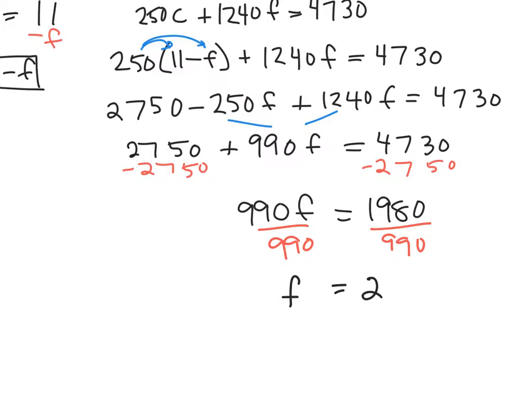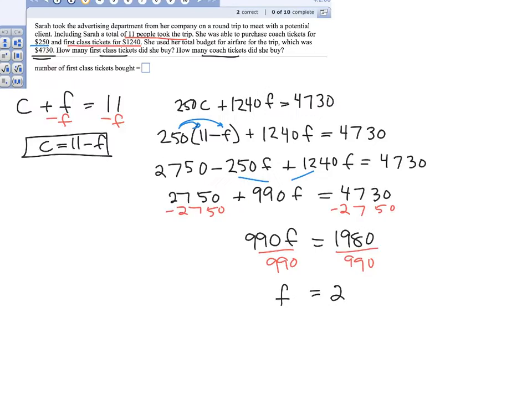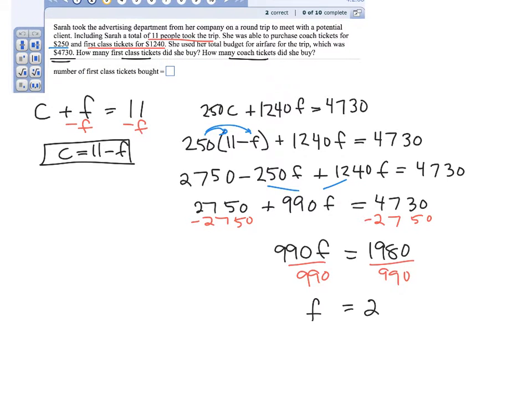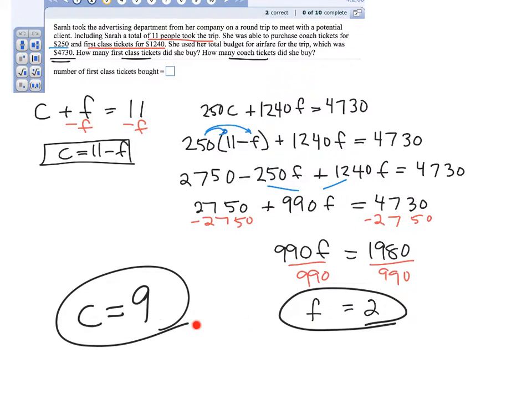So what did the F stand for? French fries? No, F stands for first class. And that 2 people are going to be sitting first class. And we remember that there were 11 people total. So how many people are going to be sitting coach? 9, because 9 plus 2 gives us the 11.